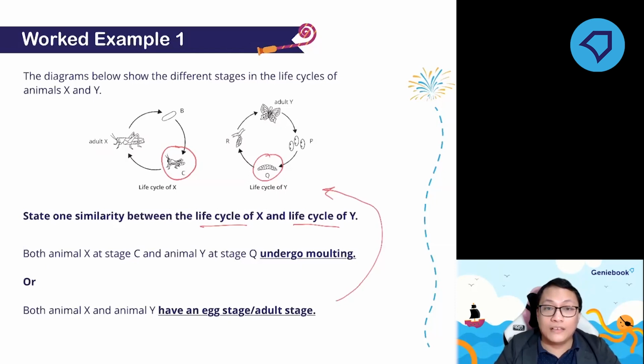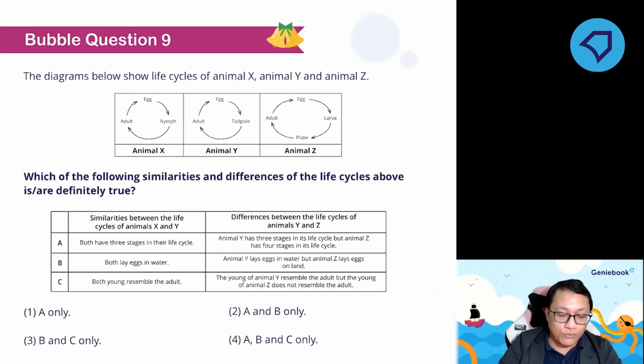Okay, so this one, I want you to put 1. So the answer is 1. Since most of you answered correctly, I want you to choose 1. Moving on to this question, which of the following similarities and differences of the life cycle above is or are definitely true? Okay, so what is the answer? The answer is number 1. Okay, so let us just straight away go to the next question.